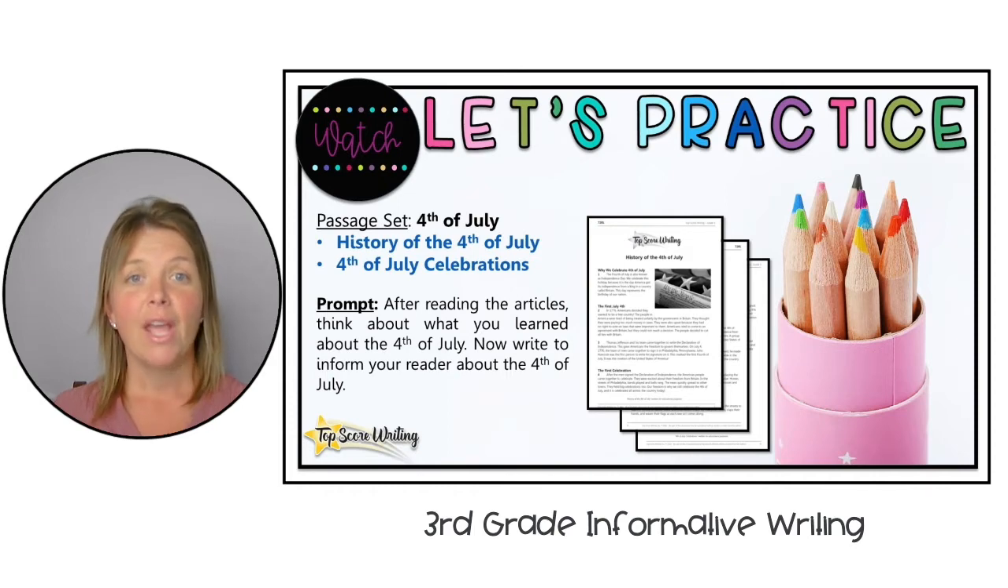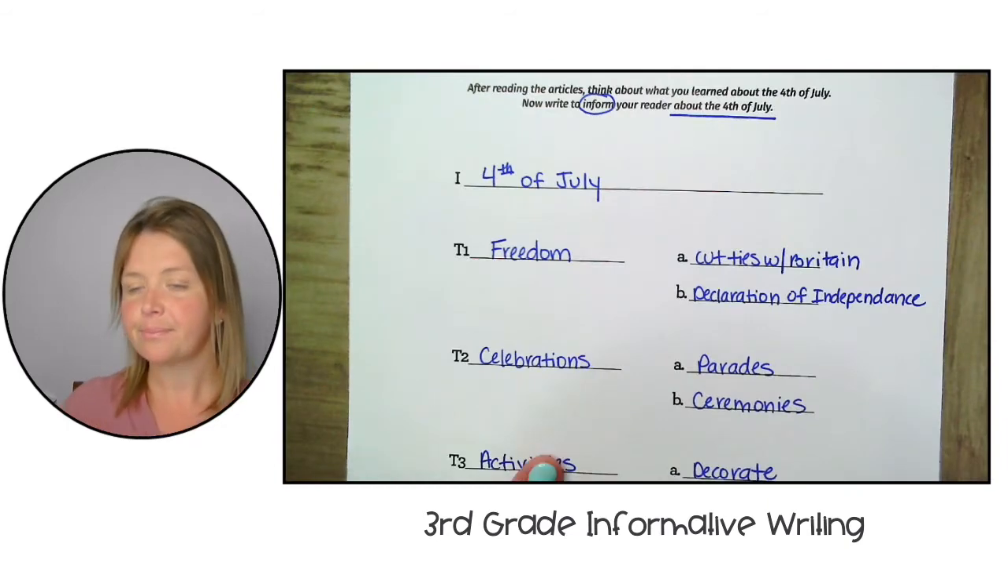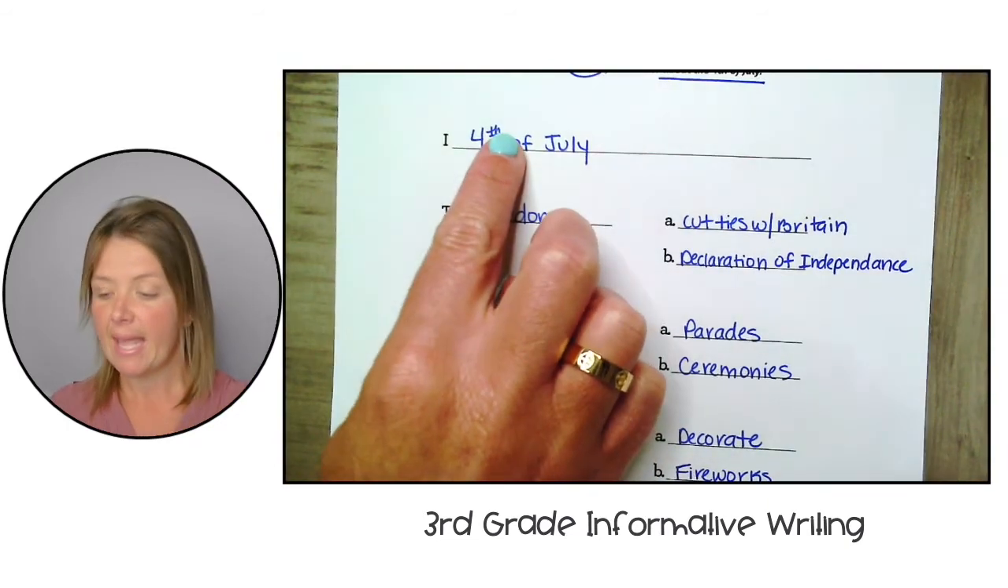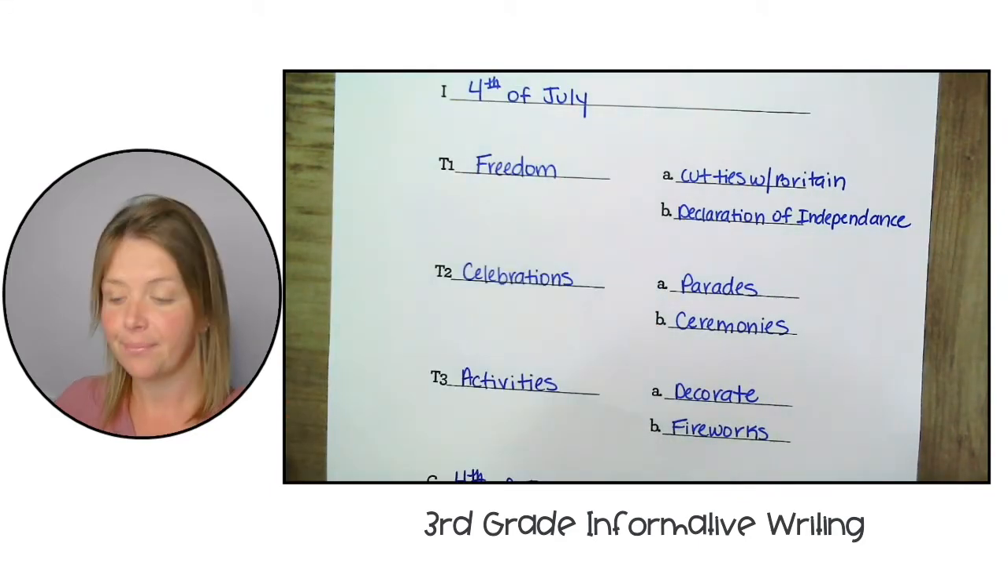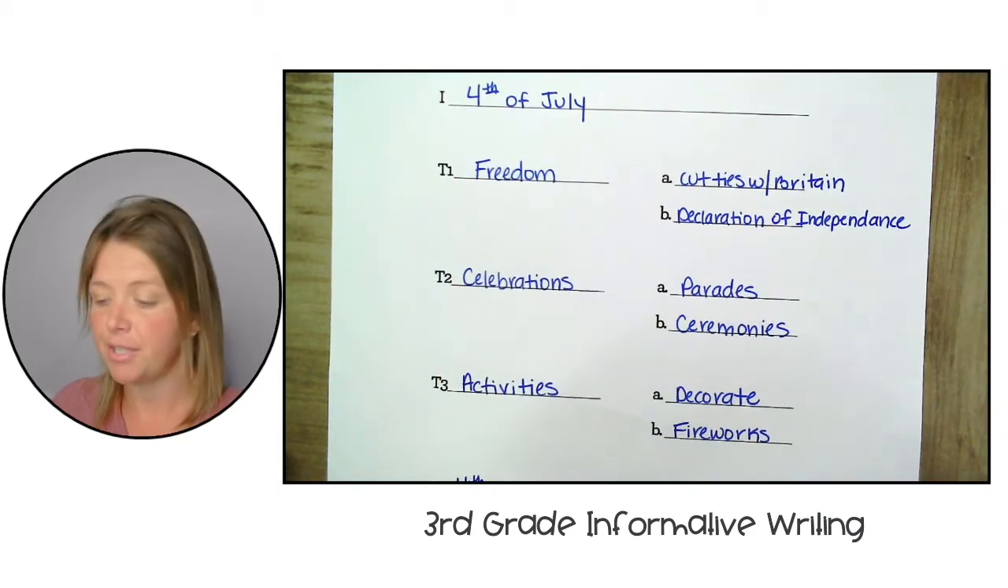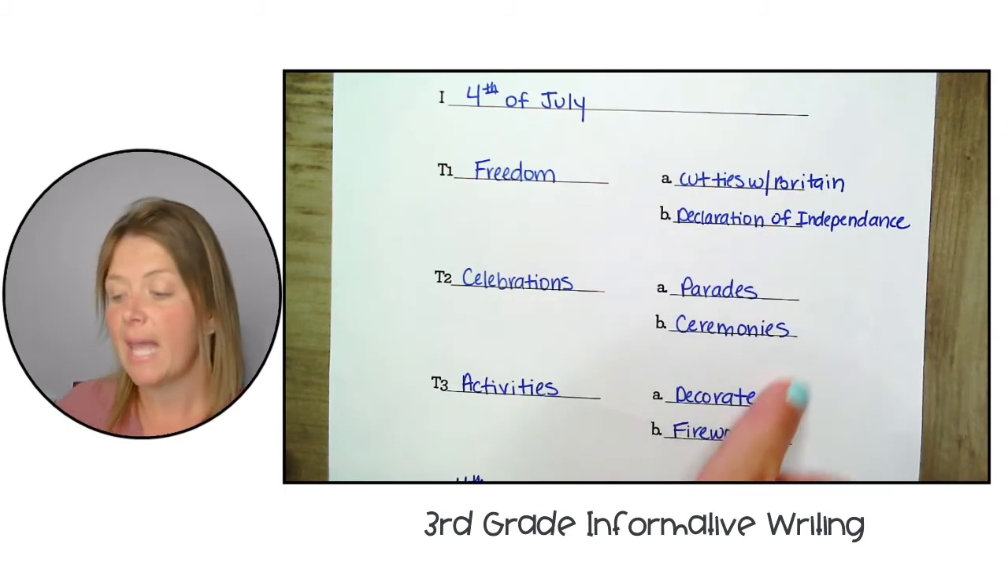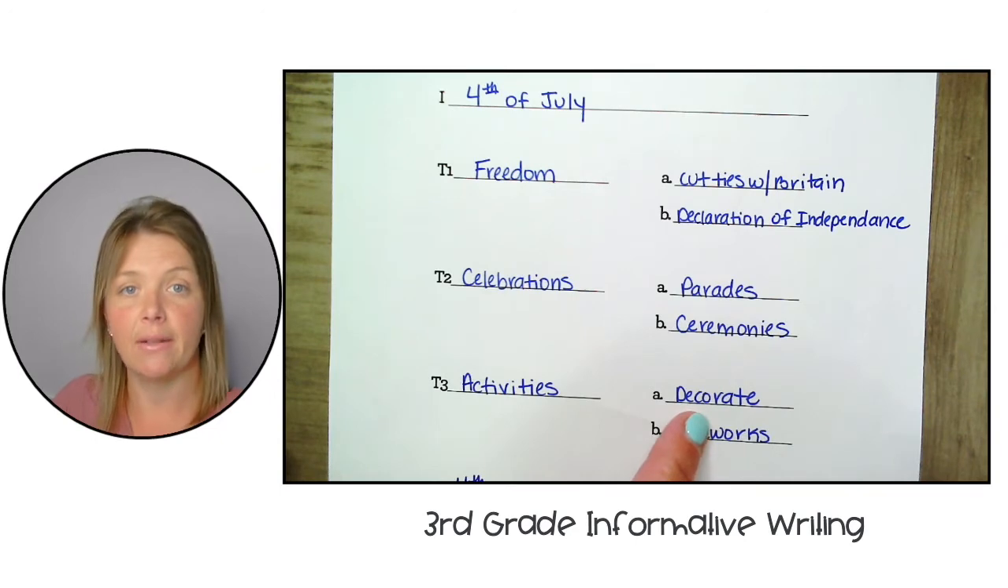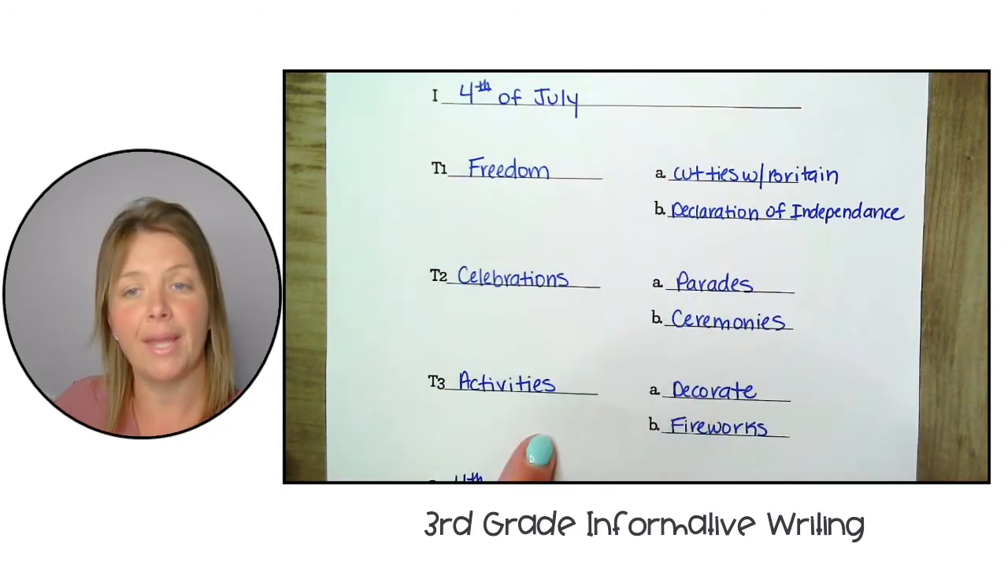Now, after you've read those articles, you are asked to plan for the prompt. After reading the articles, think about what you learned about 4th of July. Now write to inform your reader about the 4th of July. And we created that ITC outline the other day. And if you don't remember, that ITC outline looks like this. We identified our introduction and our conclusion as 4th of July. We then chose 3 big topics that were mentioned in our passage set, and we also included those A and B subtopics, those examples and details to help support each one of our big topics.